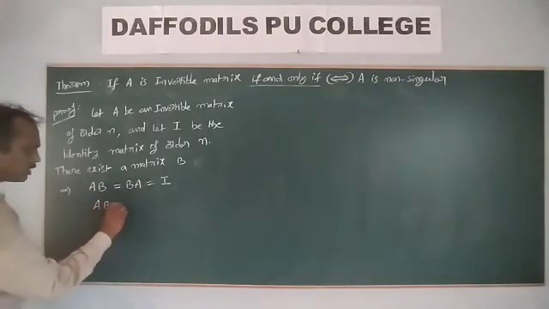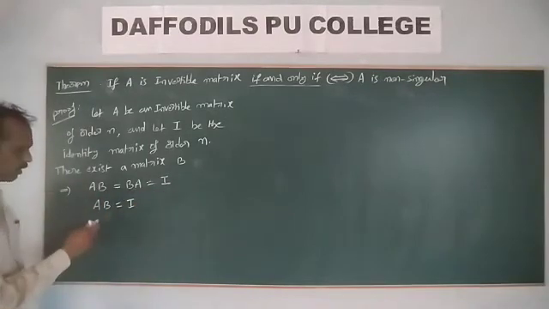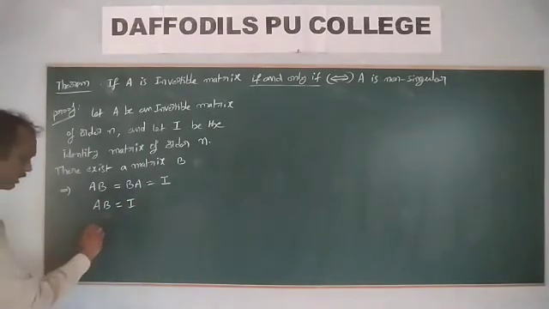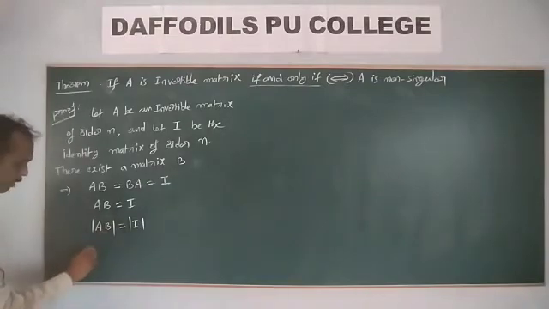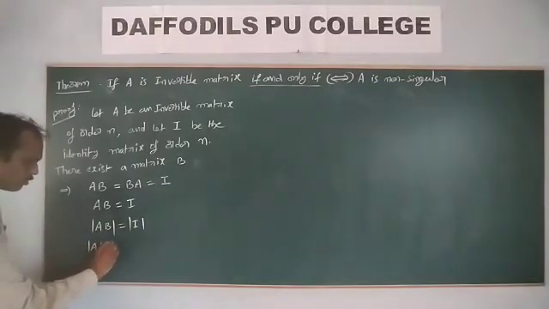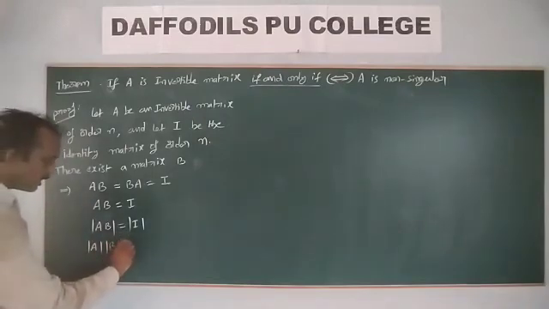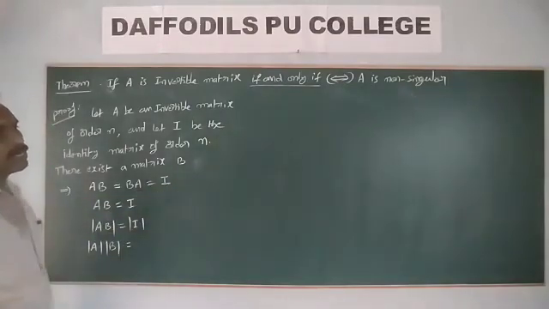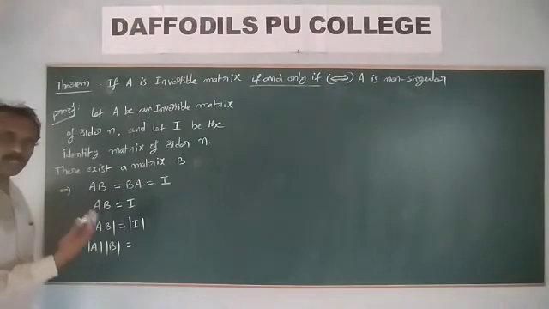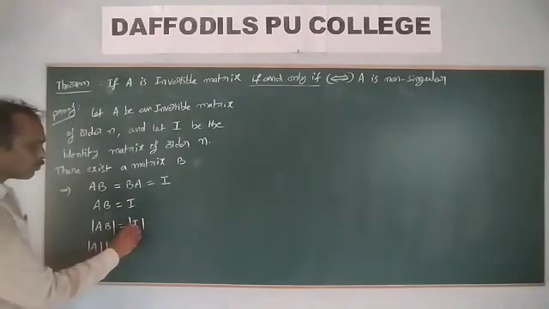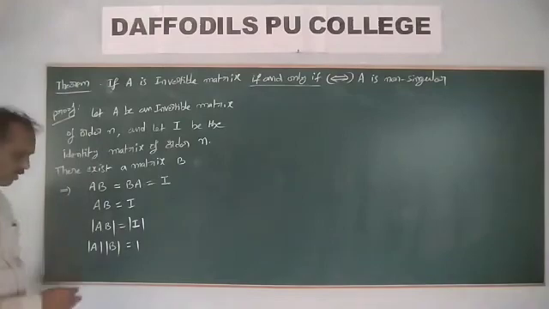Now let us take AB is equal to I. Take the determinant. By the seventh property of determinants, det of AB is equal to det A into det B. The determinant of an identity matrix of any order, whether a 2 by 2 matrix or a 3 by 3 matrix, was already explained in the previous remark. Its value is equal to 1.